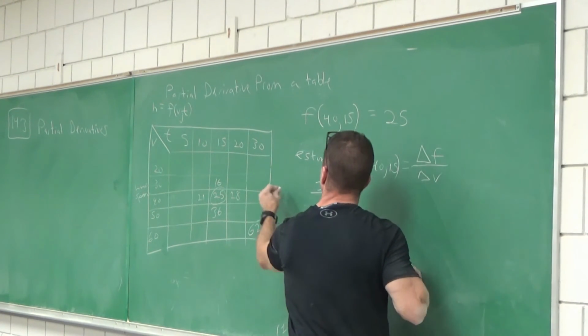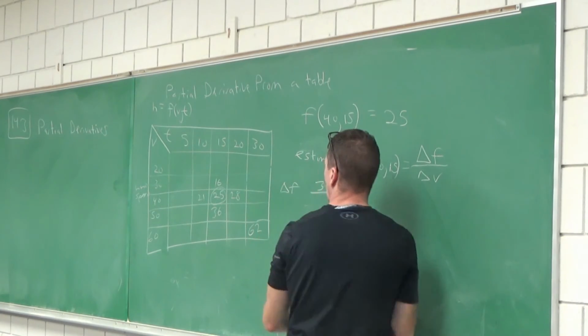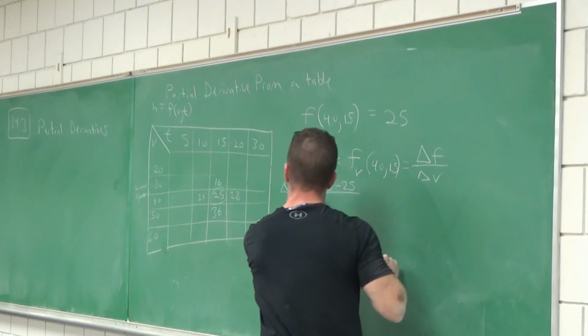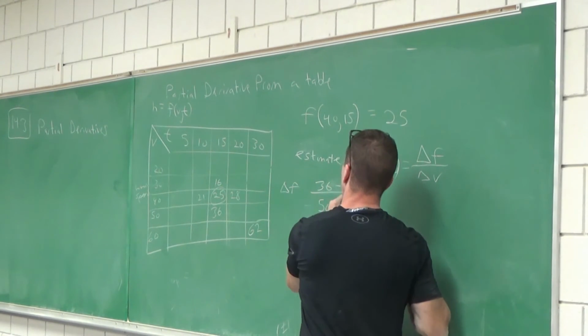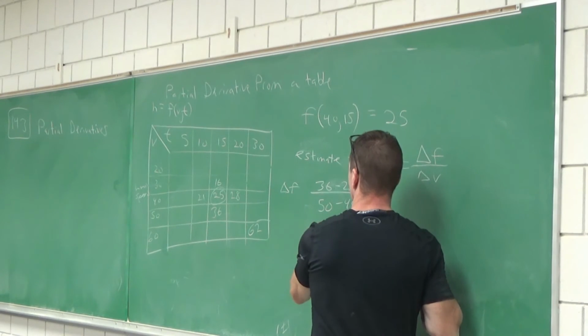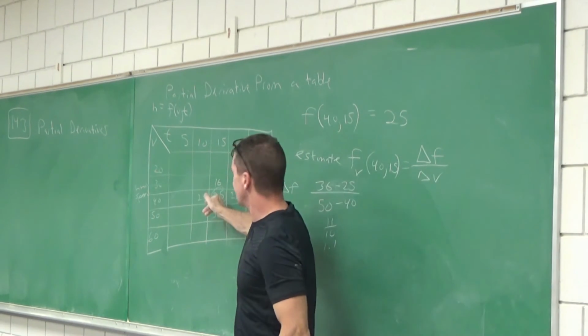25, change in F. Now what corresponds with that? 50 minus 40. This would be one answer. And then I'll go to your art in a second. I just want to see, what do I get there? 11 over 10. What's that as a decimal? 1.1.